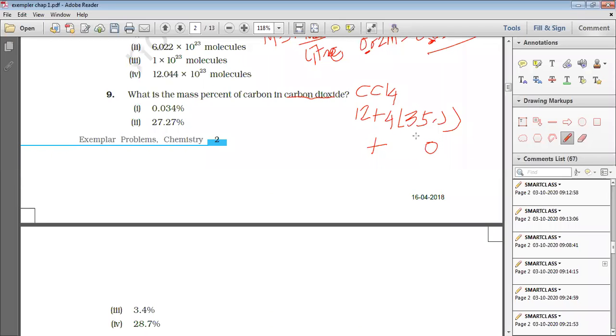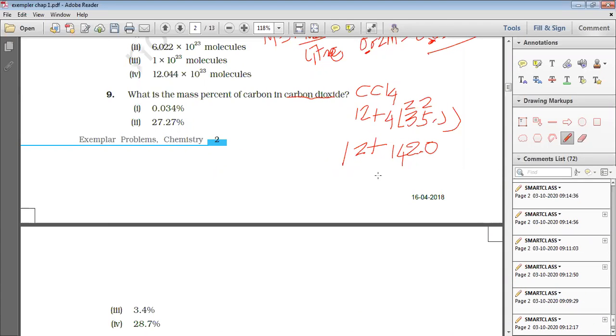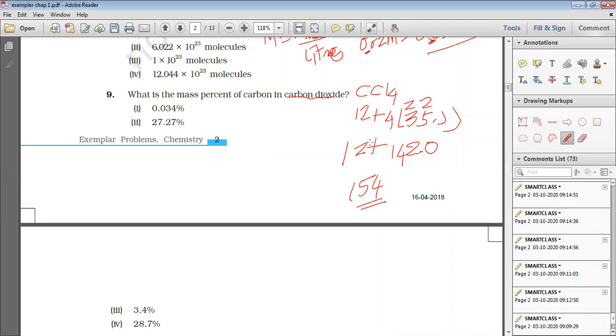5 4s are 20, 2 carried. 5 4s are 20 plus 2, 22. 4 3s are 12 plus 2, 14, 2. And then again 12. So 2 plus 2 gives us 4. 4 plus 1 gives us 5. So we have this mass 154 gram.